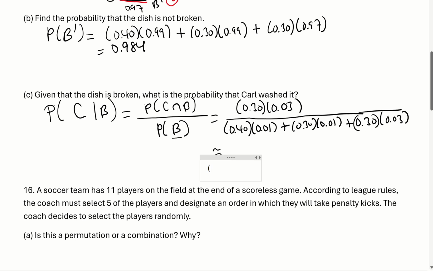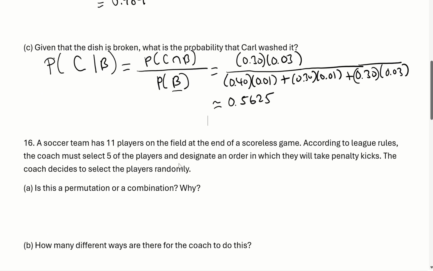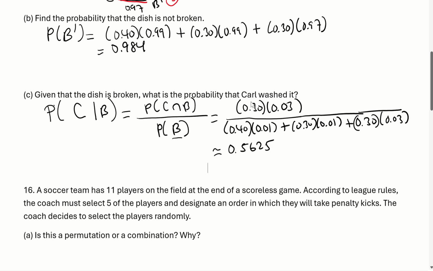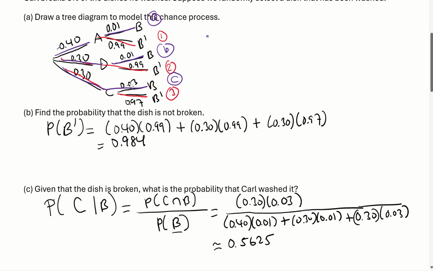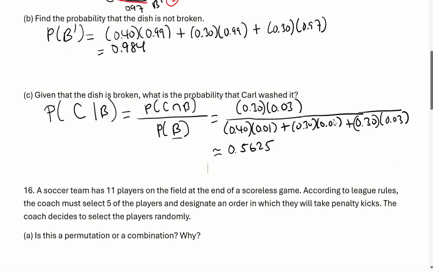All right, so on the numerator, put that in parentheses. Denominator, we put that in parentheses. Okay, we get about 0.5625. So given that the dish is broken, there's a 56.25% chance that it was Carl that washed it. Okay, so it's more likely than not for Carl to have been the one that washed it, which makes sense because Carl breaks 3 times as many dishes. The rate is 3 times as many dishes as the other two.